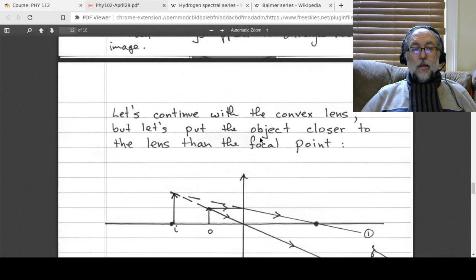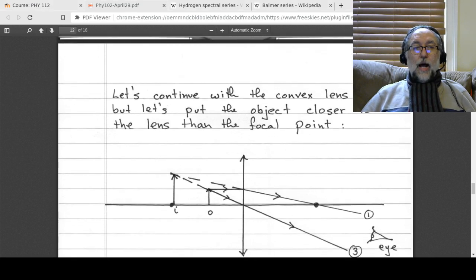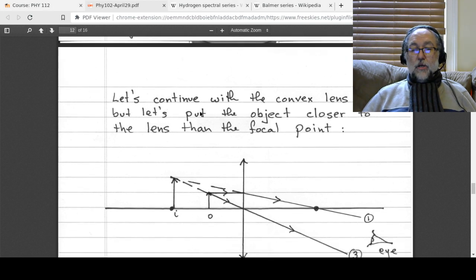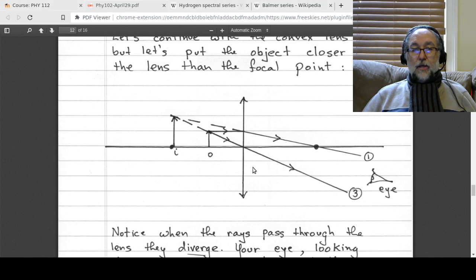Okay, all right, so what we just did was we looked at the case where DO was bigger than F. Let's now look at when DO is smaller than F. Okay, so we're going to put the object closer to the lens than the focal point. And here's what your ray diagram now looks like.